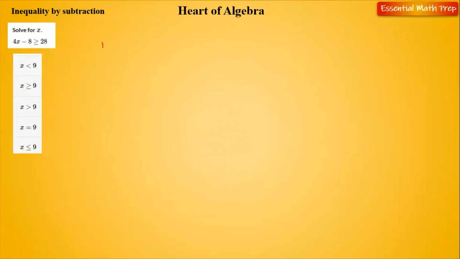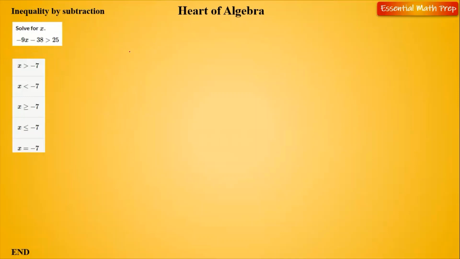Solve for x, we have 4x minus 8 greater than or equal to 28. So we add 8 on both sides, so 4x is greater than or equal to 36. We divide by 4 to just get it in terms of x, which is x greater than or equal to 9. So the answer is B.